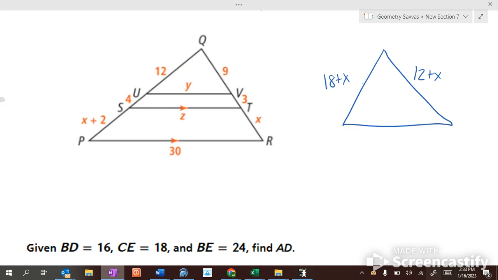Now if we take just a little part up here, we've got 9 and 12. So if I put this over this and this over this, I have my proportion I need.